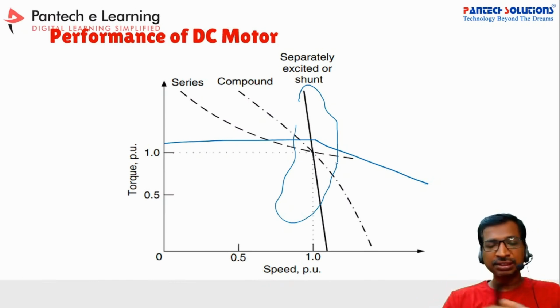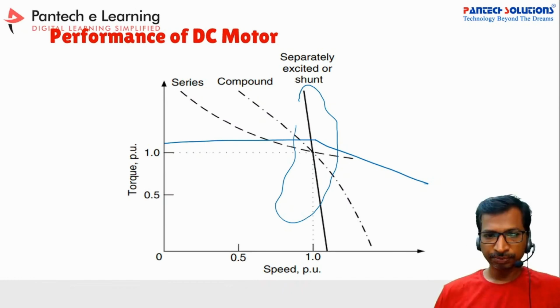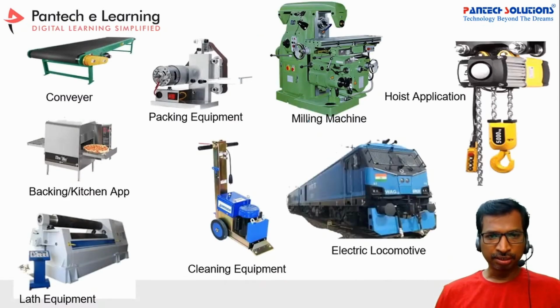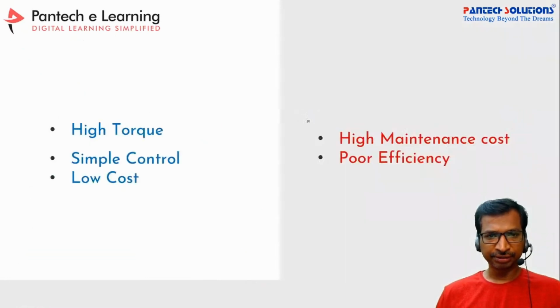For variable speed applications, this motor will not suit. So these are the additional applications of DC motors. The shunt motor is especially developed for blowers, fans, centrifugal and reciprocating pumps, and other applications.